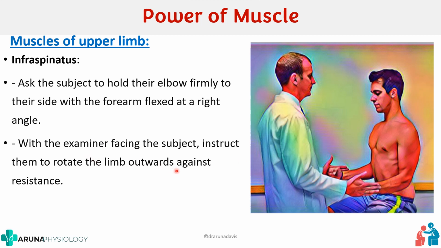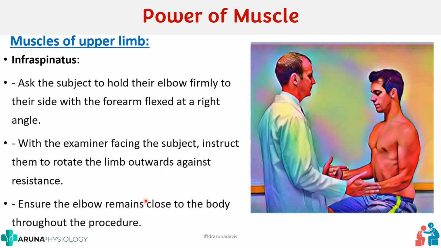So with the examiner facing the subject, instruct them to rotate the limb outward against resistance, and ensure that even when they are rotating, the elbow joint must be close to the body. The elbow joint must be close to the body. Okay, so the forearm will be moving in this direction, in an outward direction. So this is how you have to test for infraspinatus. Remember, students usually tend to forget this because the method of examination is not that direct when compared to the other muscles. So here you have to ask the subject to hold the elbow close to the body, and then outwardly rotate the forearm while the examiner applies resistance. Okay, so that's how we'll test for the infraspinatus muscle.